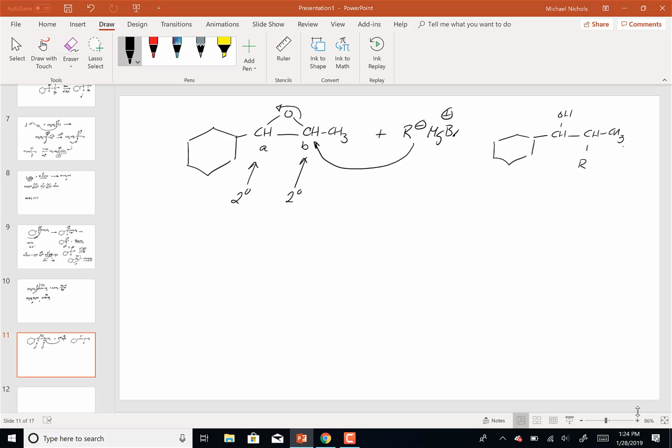So then the question becomes, well, why is that? Why is it that the Grignard is going to react with carbon B and not carbon A? Is it just physically better? What is it? But what if I did this? What if I did this first?